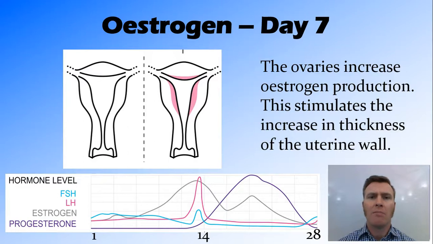Important in the early part of the menstrual cycle is estrogen. And estrogen is produced by the ovaries, and what it does is it causes the uterine wall, or the wall of the uterus, to increase in thickness.